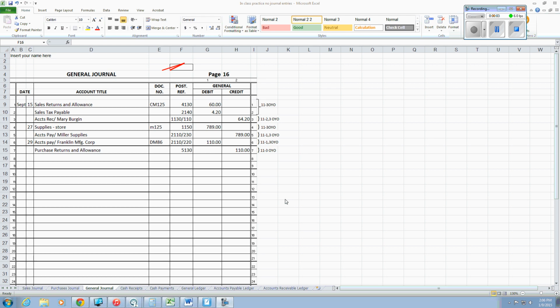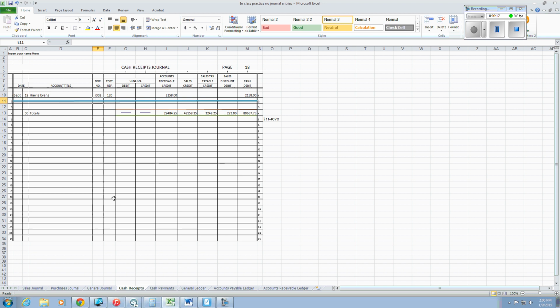Okay, so we've gone through the process of posting the totals from the sales journal and the purchases journal. We took a look at the general journal, which we have here in front of us, and found out that there's really nothing we need to post from there. So the next one then is the cash receipts journal. Let's take a look at that.